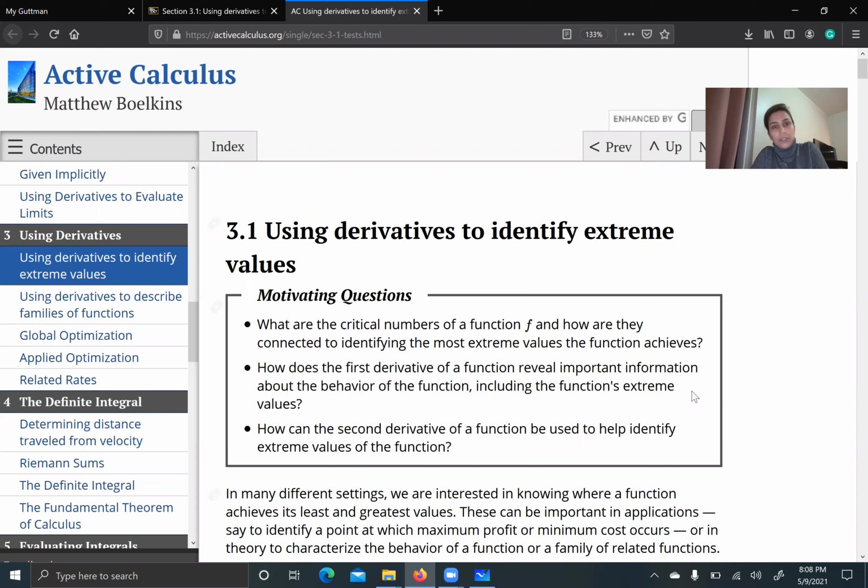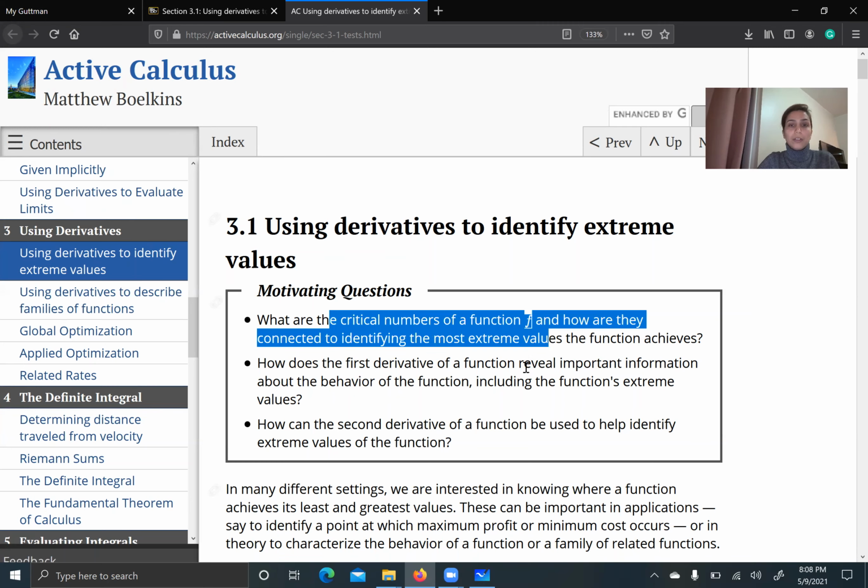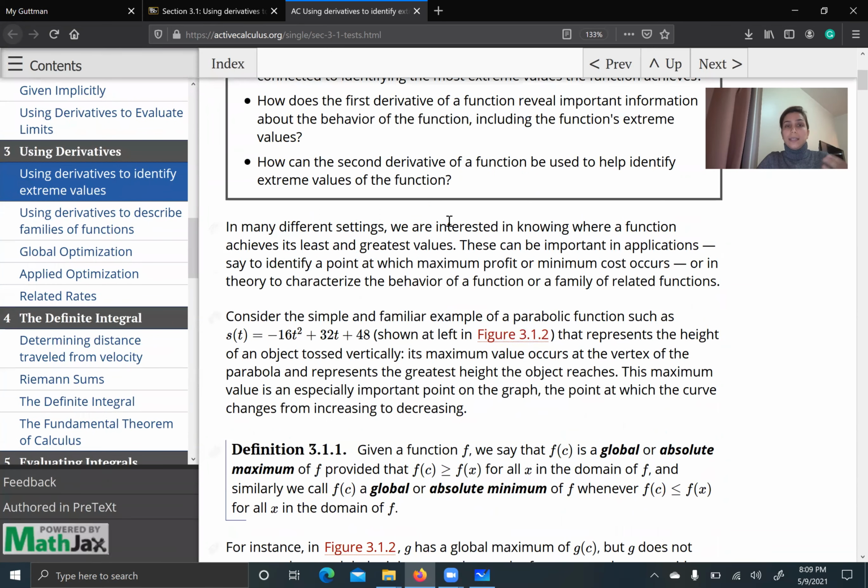And in this first section, section 3.1, in this video, we are going to start by seeing the application of derivatives in identifying extreme values of the function. So in this video, we are going to see what the critical numbers of the function are and how we can use the first derivative and the second derivative in order to identify them.